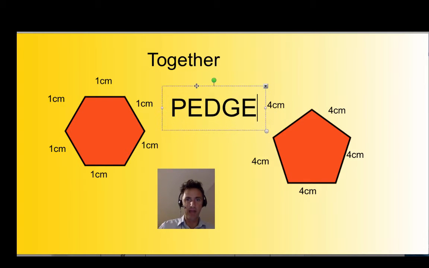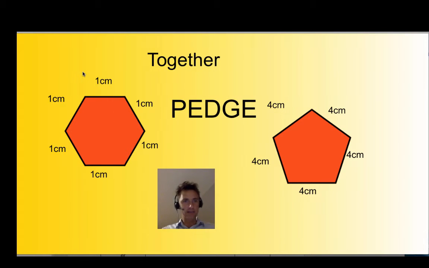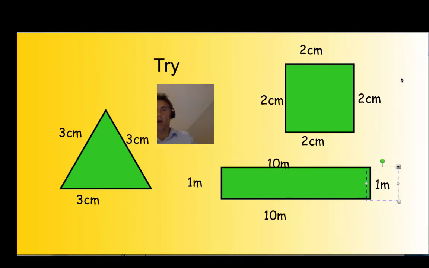Let's go over to the hexagon. Now, let's add up all those sides. 1 plus 1 plus 1 plus 1 plus 1 plus 1. What do we get if we add them all up together? We get 6 centimeters. 6 centimeters, so the perimeter equals 6 centimeters. Over here, let's have a go here. 4 plus 4 plus 4 plus 4 plus 4. What's the perimeter? Well, 5 times 4 equals 20 centimeters. 20 centimeters. Okay, and here we are.